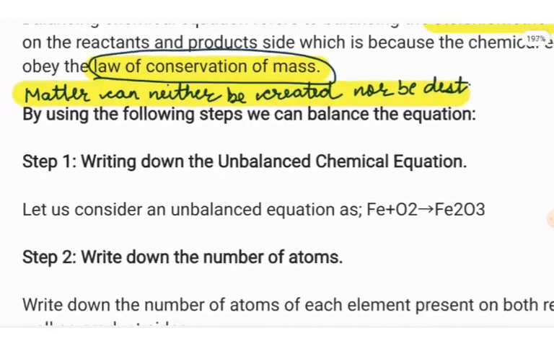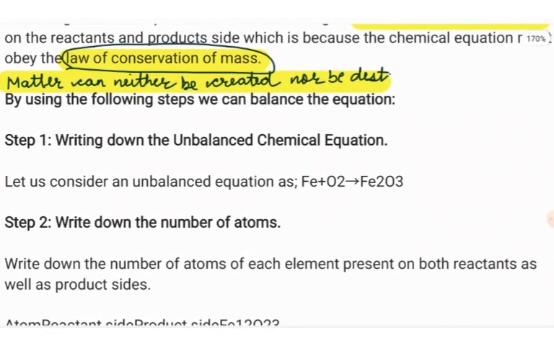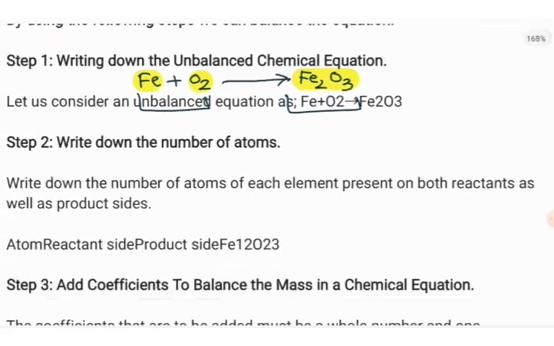For the steps, the first thing is that we should write down the unbalanced chemical equation. Now we are taking one chemical equation. It is like this: Fe plus O2 gives Fe2O3. You know this Fe is iron, this O2 is oxygen, and this Fe2O3 is iron oxide or ferric oxide. Now write down the number of atoms. You can write down the number of atoms of each element present on the reactant side and the product side. Now how will you write?